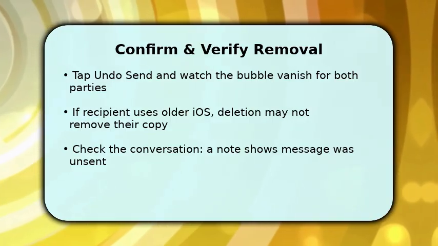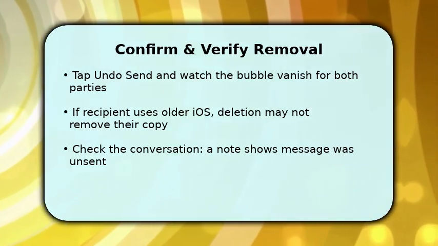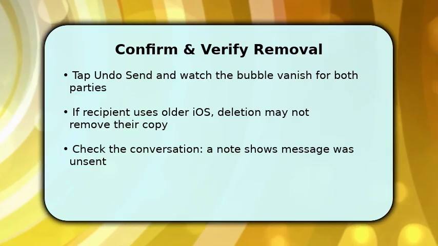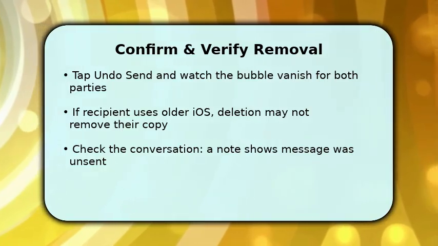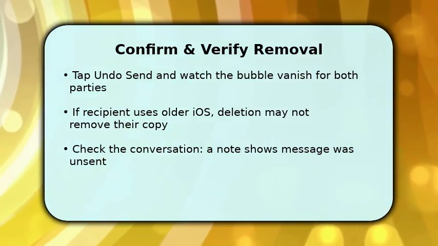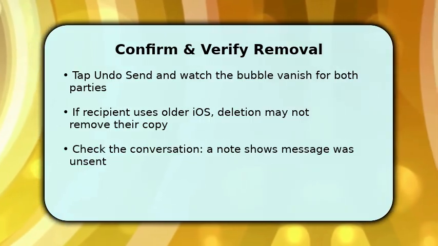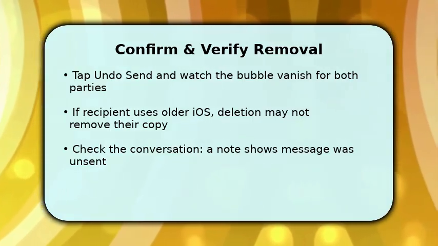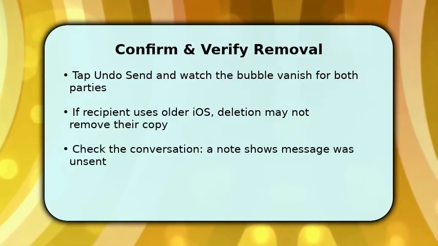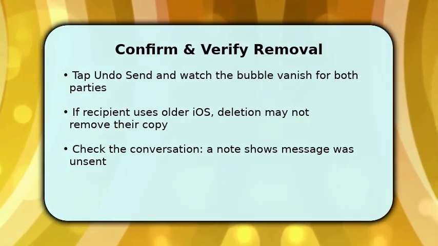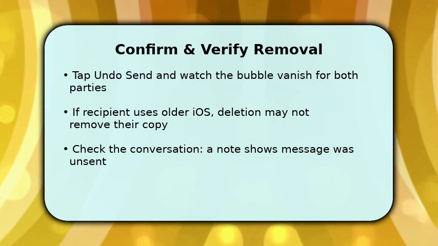If the recipient runs an older iOS or a non-Apple client, their copy might remain. If the unsend succeeds, the message bubble and any attachments disappear for all compatible devices. Once done, you can resend a corrected message or follow up to explain. Keep expectations realistic. Unsend isn't guaranteed across every client.